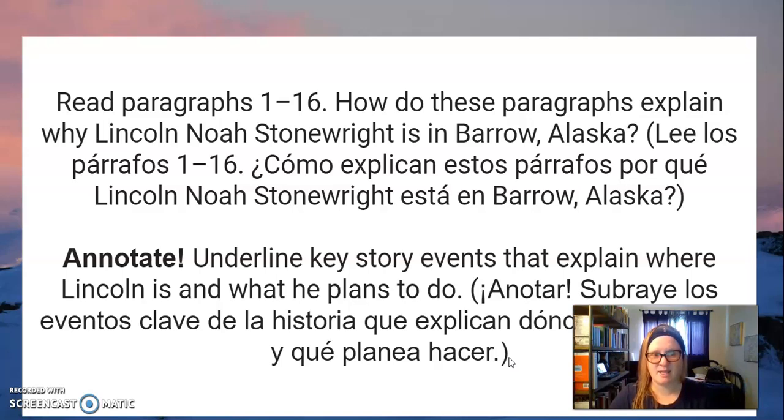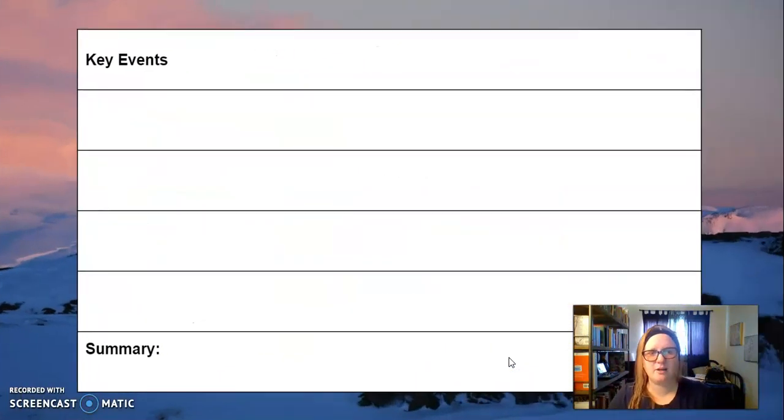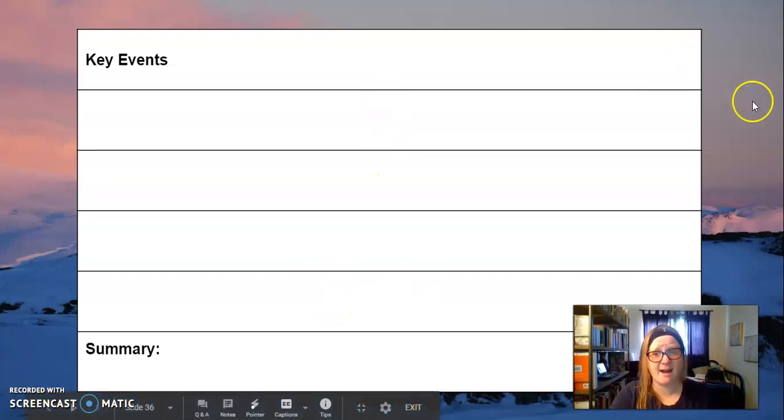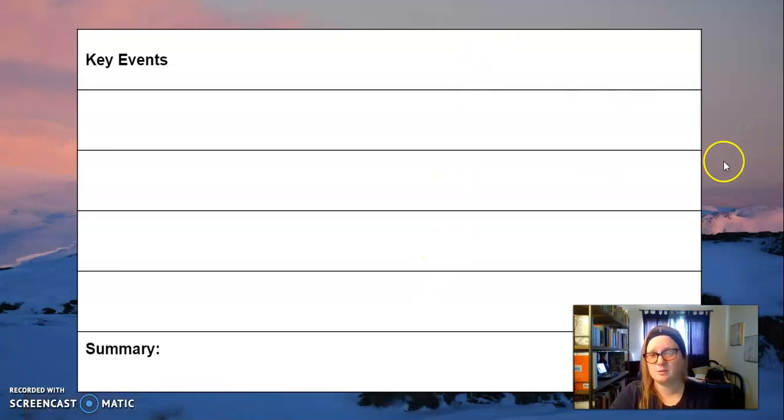Underline key story events that explain where Lincoln is and what he plans to do. So those are the events that I want you to focus in on. Where he is, what's happening with this character. If he meets new characters, that's a key event. If he goes from one place to another place, a new setting, that's a key event. Things like that. So here is your key events in summary. You only really need to find 4 key events. However, if you found more, you can chunk them together, which is totally fine.